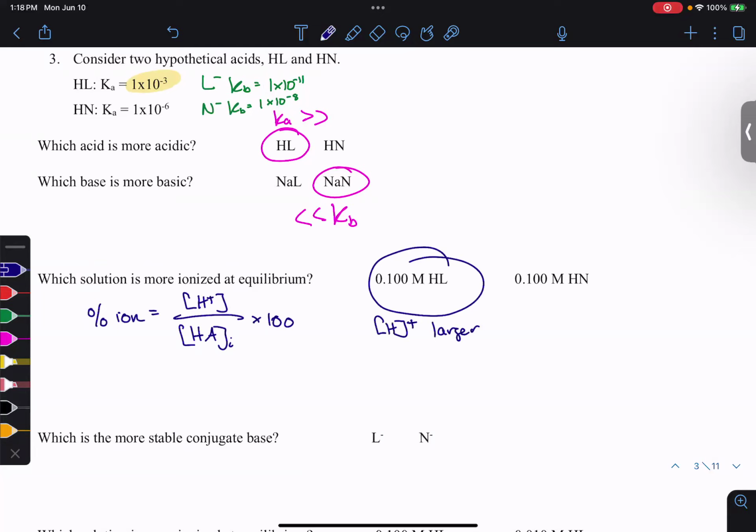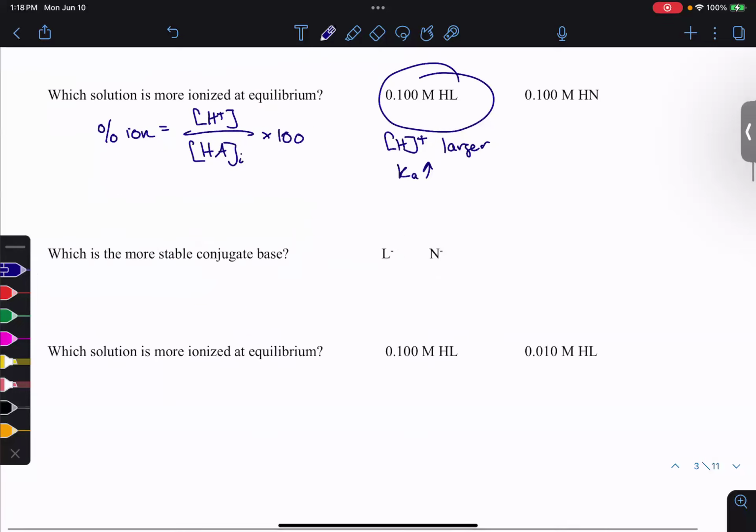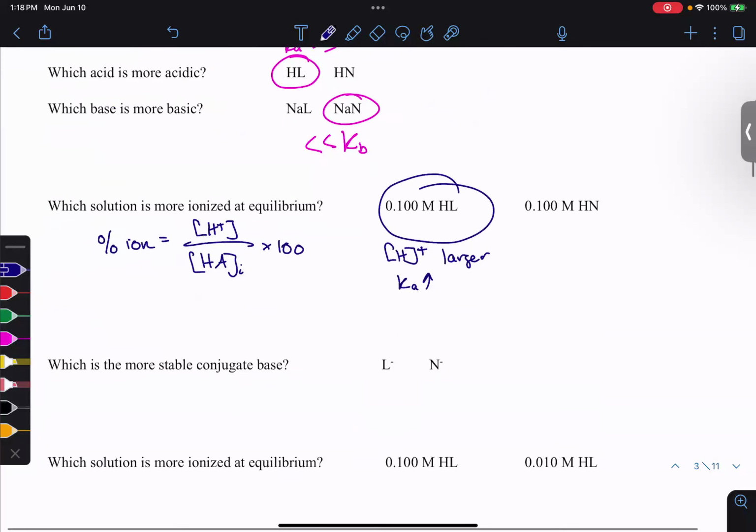Recognize that I give you two options that have the same denominator, the same concentration, but the one that's more acidic, the one that has the larger Ka value, has the larger numerator. So it's going to be more ionized in solution since the denominators are the same. Right? So then which one is the more stable conjugate base?